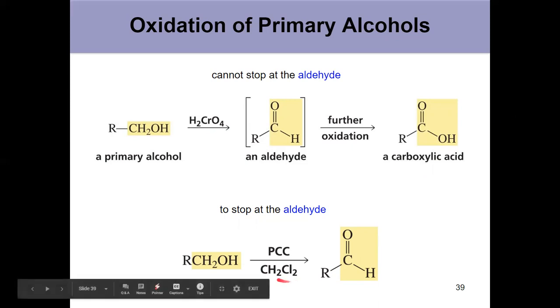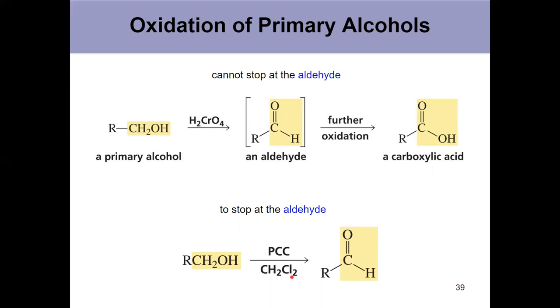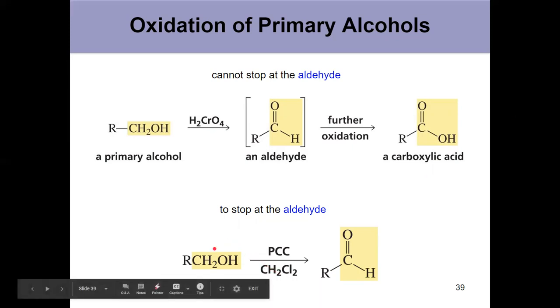So this is dichloromethane. We've seen that previously. Here it is again. So PCC, dichloromethane. You can write CH2Cl2 or DCM for dichloromethane. And that will take you from a primary alcohol to an aldehyde.